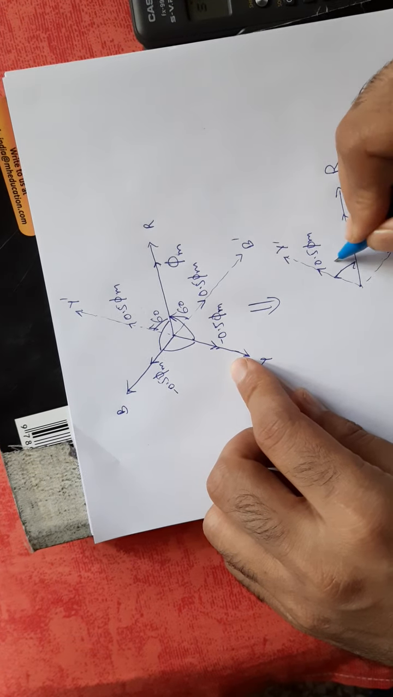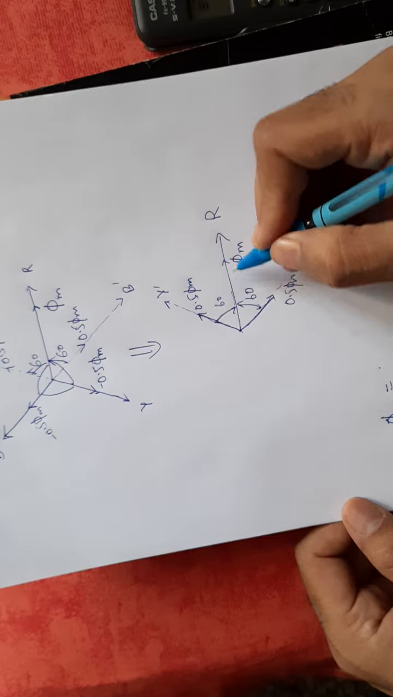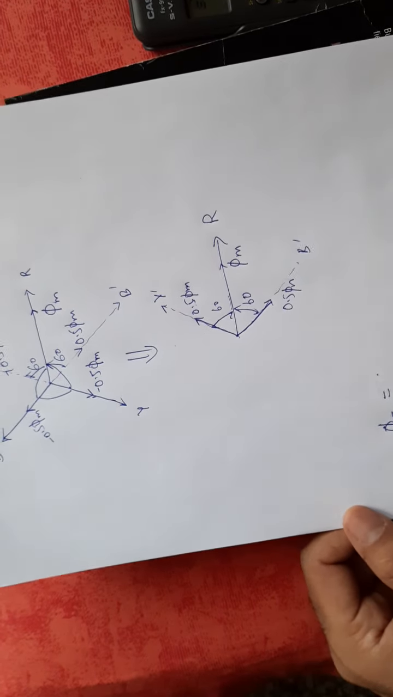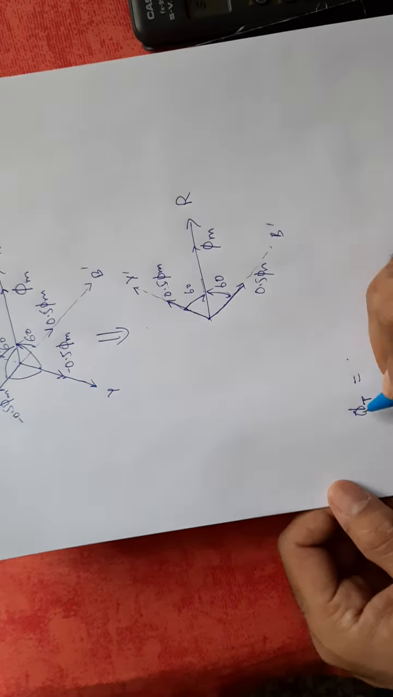Phi total will be nothing but phi max. So if you resolve this into two rectangular components, I am saying this is one vector, this is another, and this is third. So it will have two components, 0.5 phi m cos 60, which is in this direction, and 0.5 phi m sin 60, which is in this direction. I will resolve it into two rectangular components first.